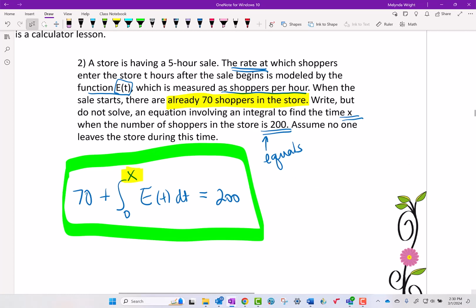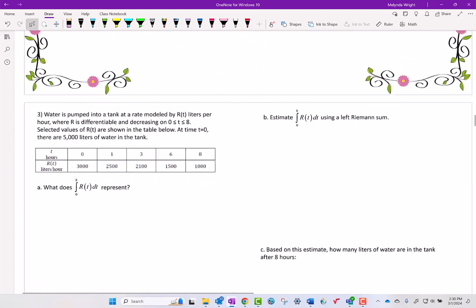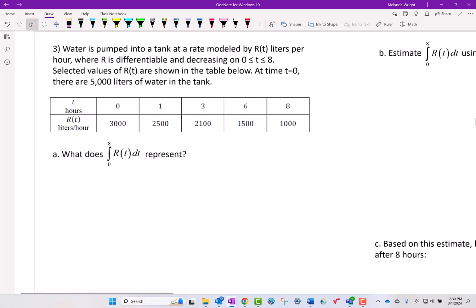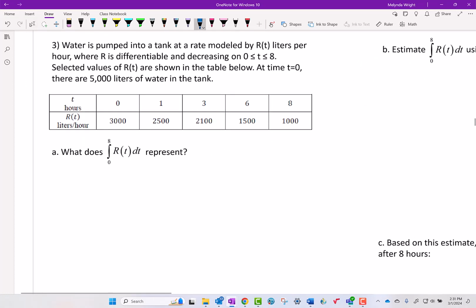All right, so let's look at the next page. So we have water being pumped into a tank at a rate. Here we go. Let's see what we have. We got a rate modeled by R of t, and our units are liters per hour, where R is differentiable and decreasing on the time 0 to 8. Selected values of this function are shown in the table below.